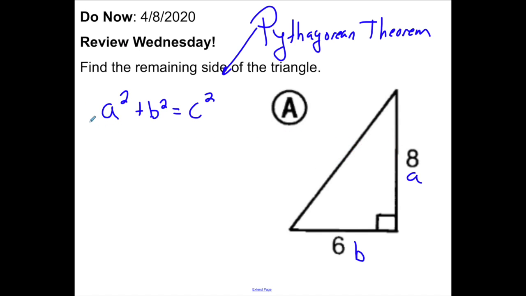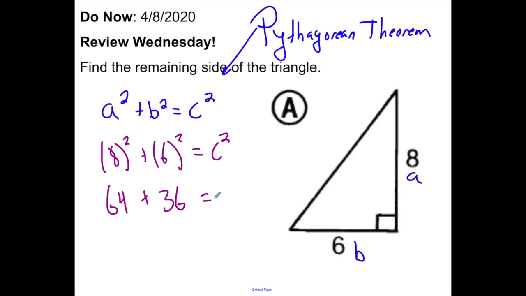All right. So again, if we know A is 8 and B is 6, and it doesn't matter which one you call which, 8 squared plus 6 squared equals C squared. 8 squared is 64, and 6 squared is 36, and 64 plus 36 is 100, so 100 equals C squared. Now I do the square root, and the square root of 100 is 10, so C is equal to 10.